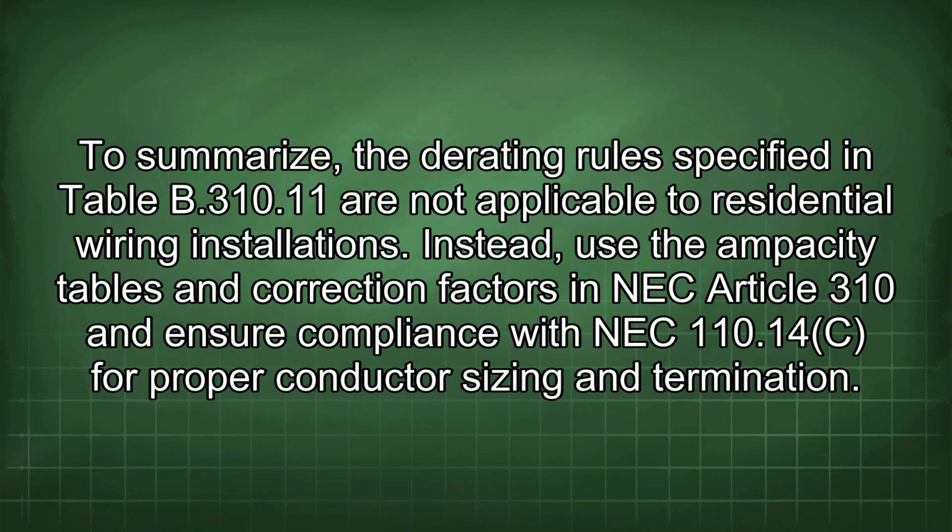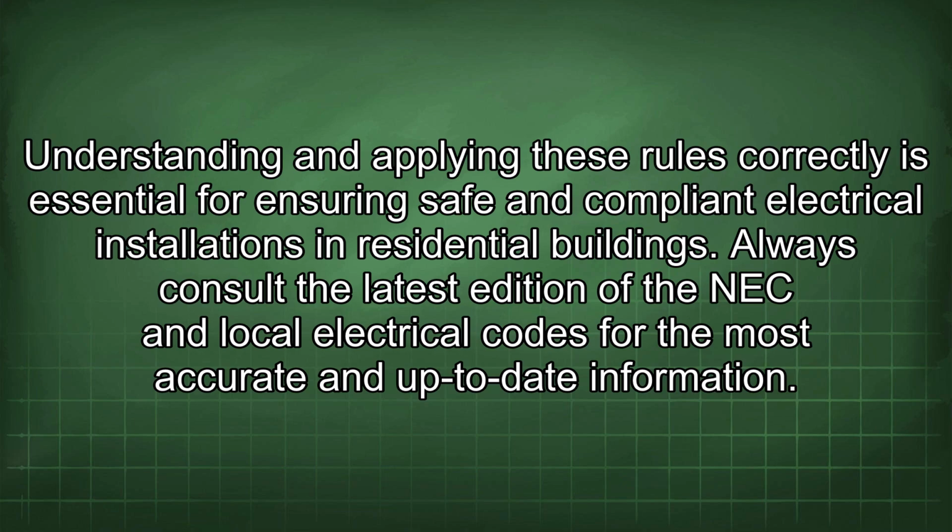To summarize, the derating rules specified in Table B.310.11 are not applicable to residential wiring installations. Instead, use the ampacity tables and correction factors in NEC Article 310 and ensure compliance with NEC 110.14(C) for proper conductor sizing and termination. Understanding and applying these rules correctly is essential for ensuring safe and compliant electrical installations in residential buildings. Always consult the latest edition of the NEC and local electrical codes for the most accurate and up-to-date information.